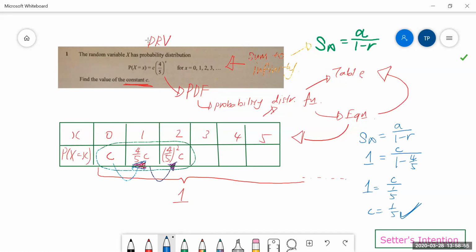Understand? Yeah. So understanding the setter's intention. Firstly, they gave us this. So when the person was creating this question, it's like, okay, I'm going to give the PDF in the form of a GP. So I purposely put 4 over 5 to the power of X so that this will simulate the formula of a GP, because the common ratio will be 4 over 5. Then I'm going to extend this X all the way to infinity to see if they can identify that this is sum to infinity.